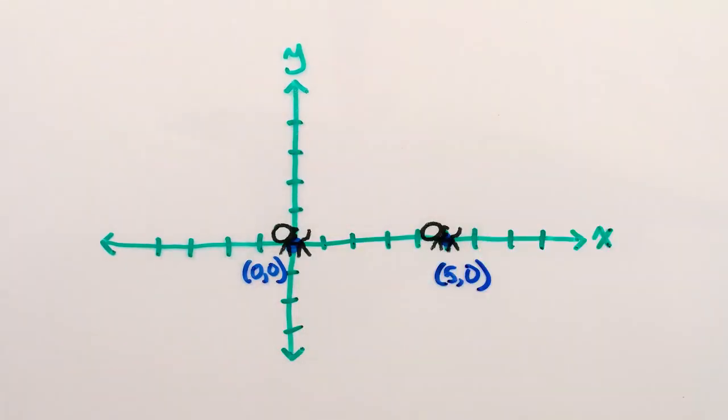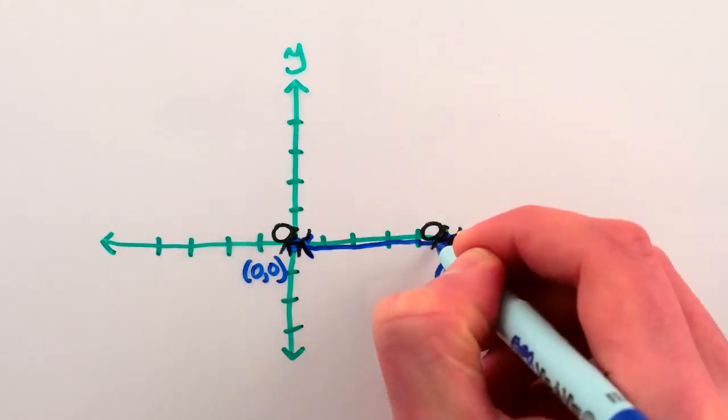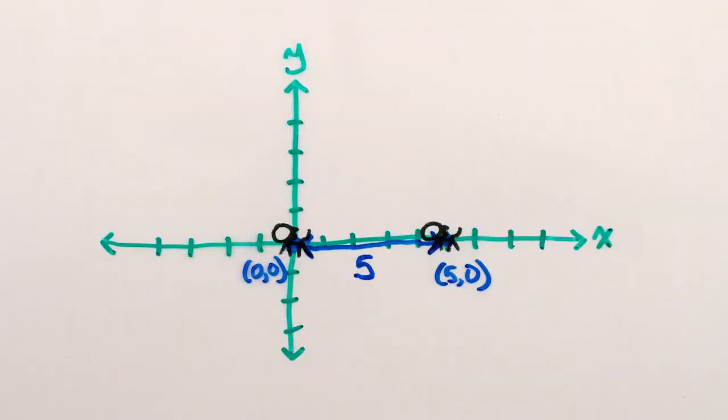I'm not going to draw a person at the origin of the axes from now on, but you should remember that the axes we use represent a particular perspective and orientation from which we measure things. The distance between these 2 cats is clearly 5. They're at the same y value and their x values differ by 5.